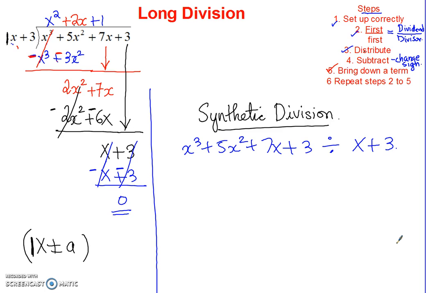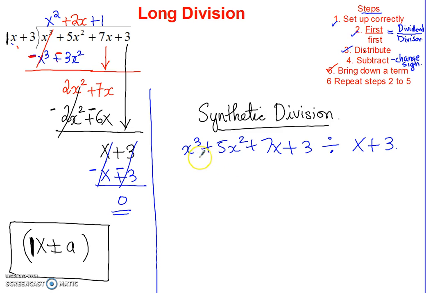And always remember that synthetic division only works for divisors of this form. That means the coefficient of x has to be 1. Here the coefficient of x is 1, so we can use synthetic division here. If it's not 1, there is a way to make it 1 by dividing, and then you do the rest of the steps. But right now I'm going to focus on an easy question here. So here the coefficient is already 1, so let's see how synthetic division is done.